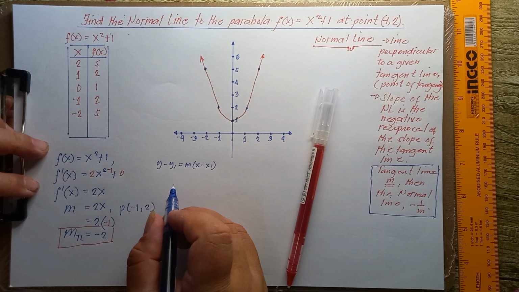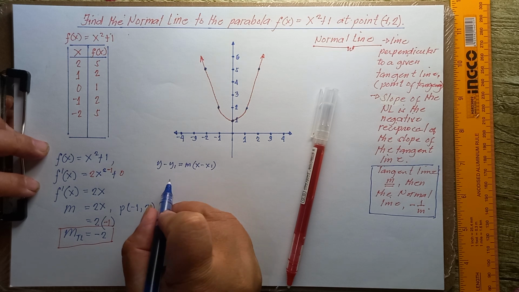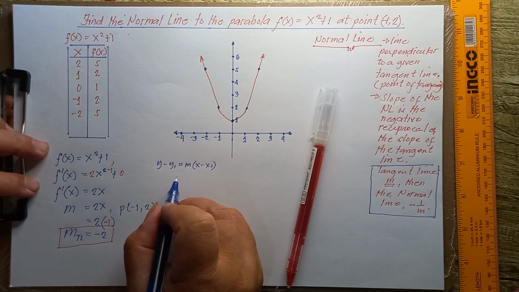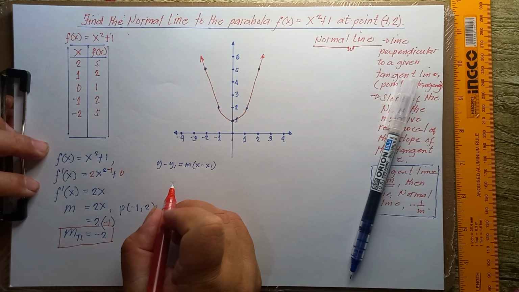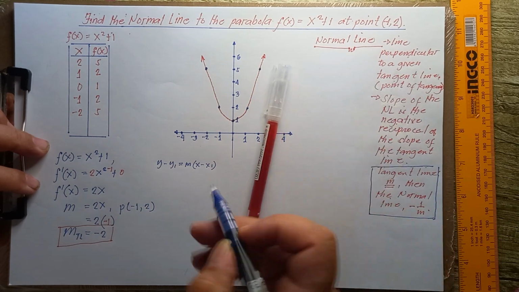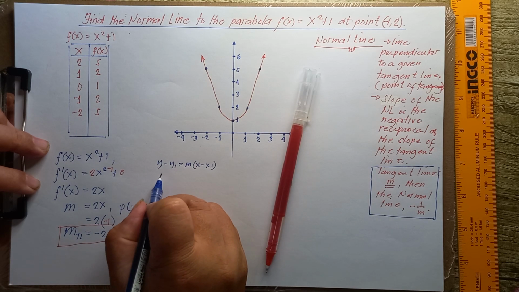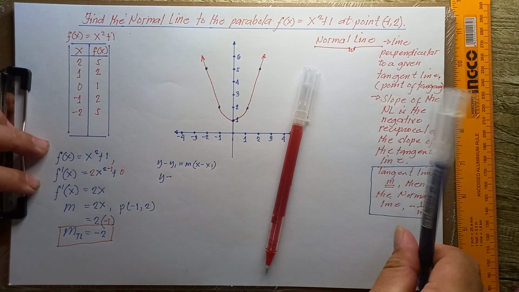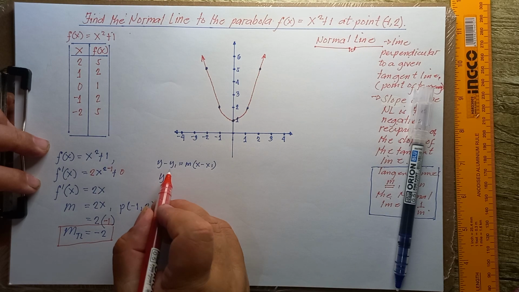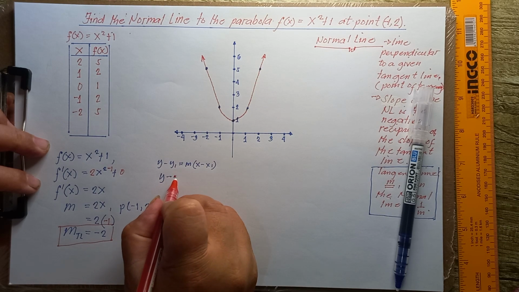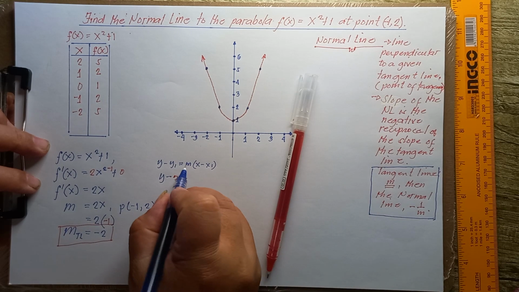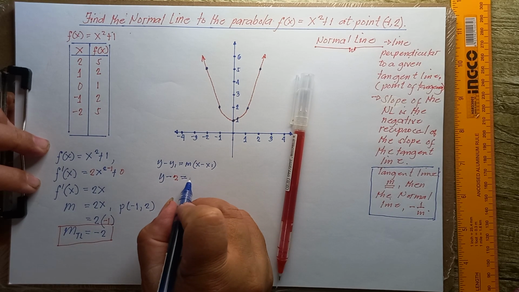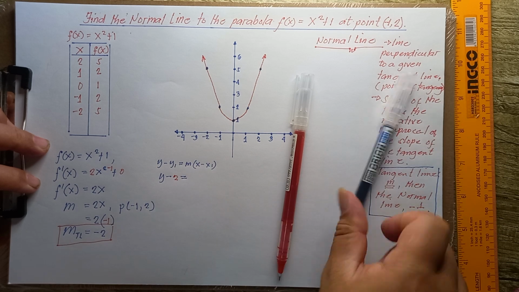So again, our slope in here is negative 2. So how do we consider that one? Let's try to have y minus, what is y1? That is 2. And of course, what is the m? That is negative 2.